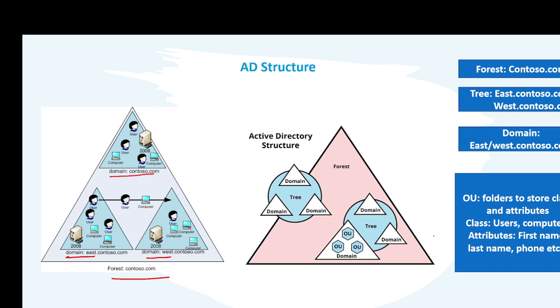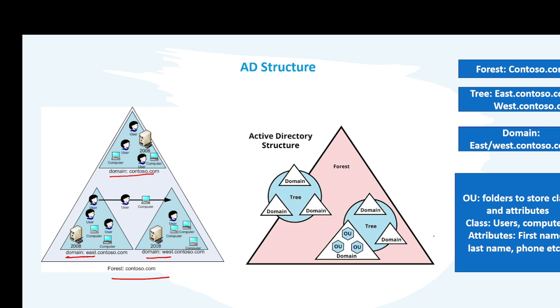The example I've already given you: the forest is contoso.com, and you can see two trees here, east.contoso.com and west.contoso.com. All together contoso is the forest. If you ask me what the domain is, only east. What is the domain? West. There are two domains, east and west. Altogether this complete structure we call the forest.